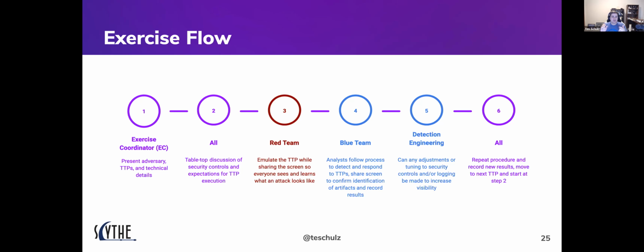So as far as our exercise flow goes, I mentioned this is our 6-step process that encompasses the entire purple team exercise framework. Step 1, the exercise coordinator is going to present the cyber threat intelligence behind what they're testing, and then a specific adversary, TTP, and then the technical details. And we'll get into this, but it's things like, this is going to be executed with command line.